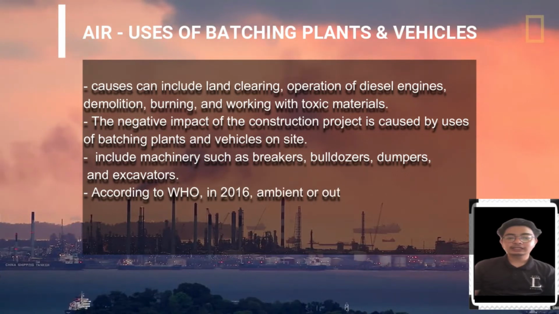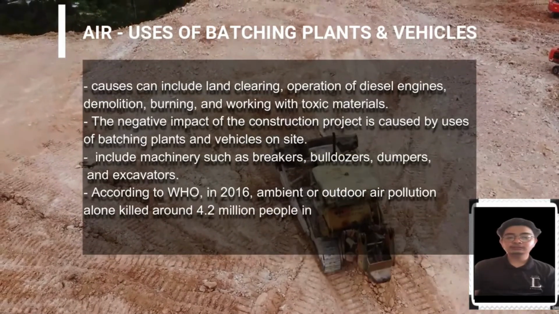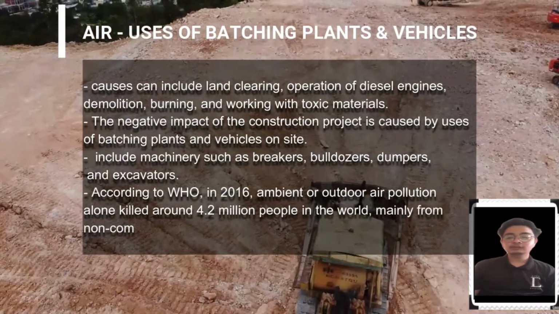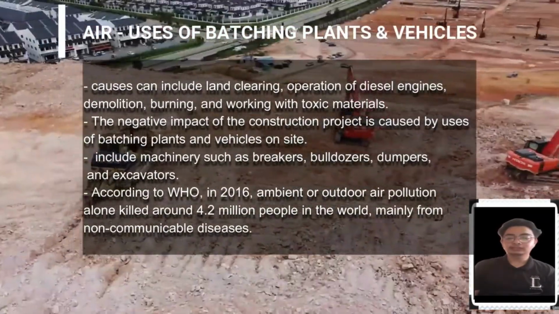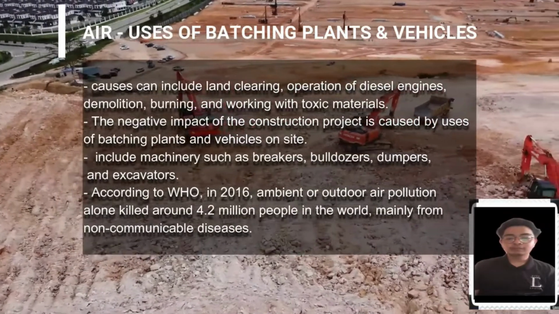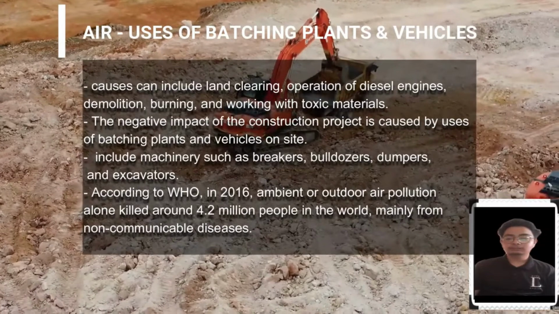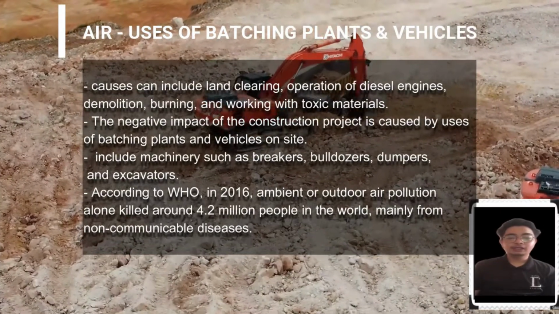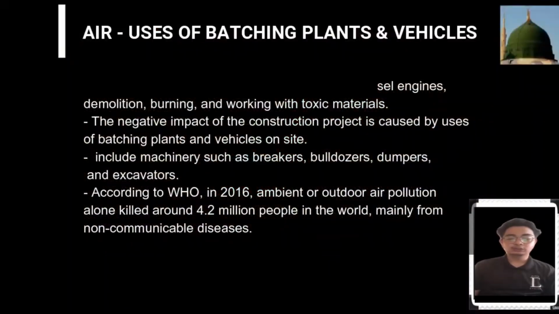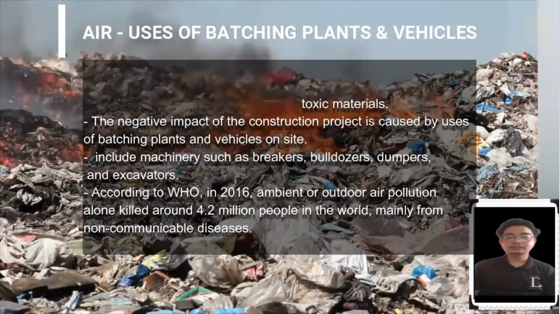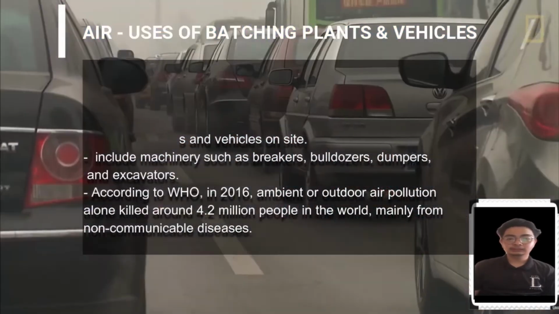This depends on the site activity but can include machinery such as breakers, bulldozers, dumpers, and excavators. The government does not control equipment used on construction sites to the same extent as it does other vehicles. Due to the scale of many construction projects, equipment is often running and polluting for a long time. As a lot of this heavy machinery and other vehicles on site operate on diesel engines, they release pollutants to the air. This includes the gases carbon monoxide, carbon dioxide, nitrogen oxides, and hydrocarbons.